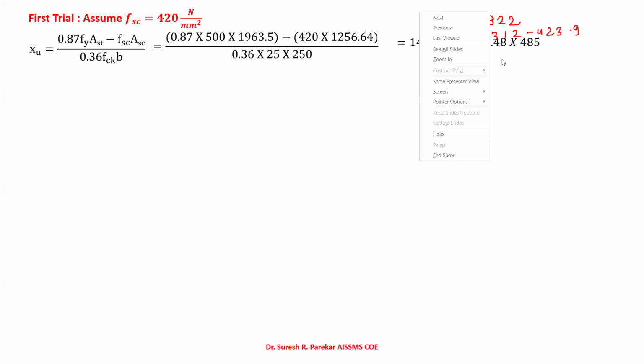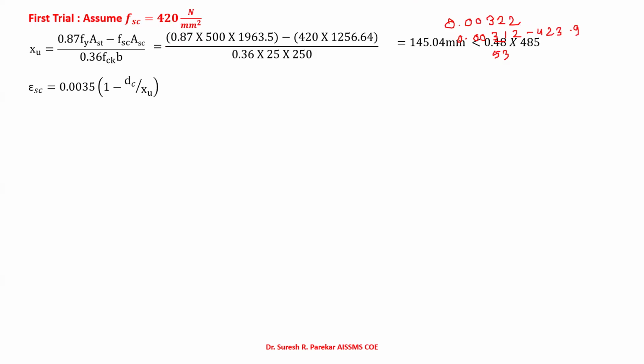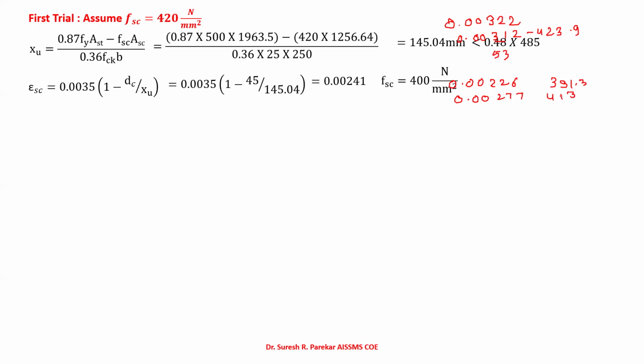So everywhere we have this value as actually 0.53. Then we have epsilon SC we have calculated and from this we got 0.00241. Now we have value that is for 0.00226 is 391.3 and 0.00277 we have this value 413. And therefore I have considered value FSC 400. Now I have not calculated. I have closer to 277. So we have taken FSC 400.